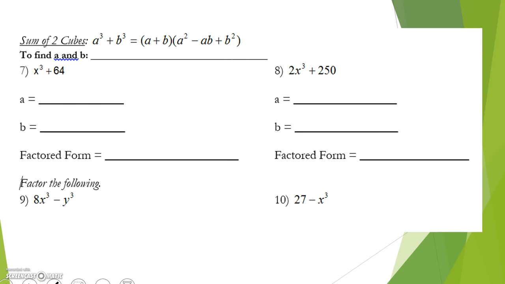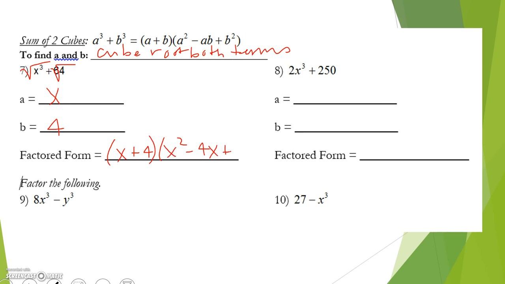All right, our last formula is now sum of 2 cubes. It's extremely similar. So to find a and b, you do the same thing, cube root both terms. So x cubed plus 64. The cube root of x cubed is x. The cube root of 64 is 4. So I fill it in. A, now this form is a plus b, so x plus 4. A squared, x squared, minus a times b, 4x, plus b squared. B is 4, so 4 squared is 16.